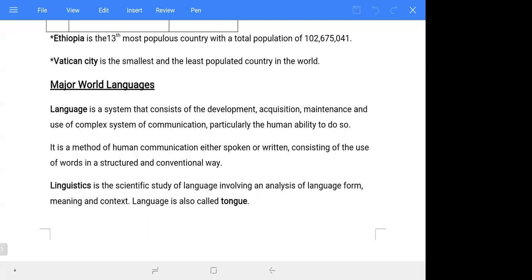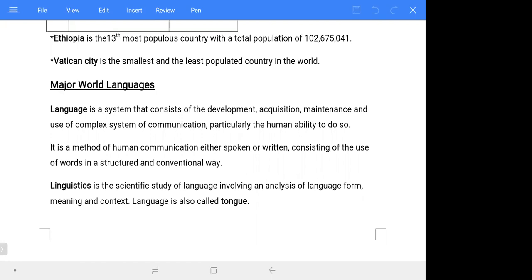So, in the way I define, language is a system that consists of the development, acquisition, maintenance, and use of complex systems of communication. But that communication is particularly for humans, yes? So particularly for the human ability to do so. Or simply you can say language is a method of human communication, either spoken and/or written, consisting of the use of words in a structured and conventional way.